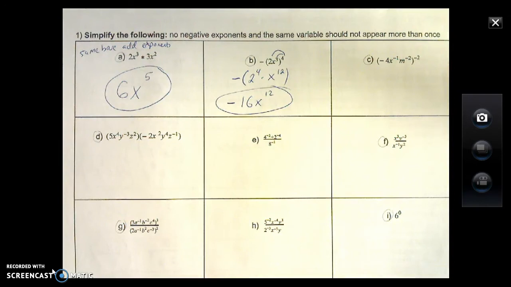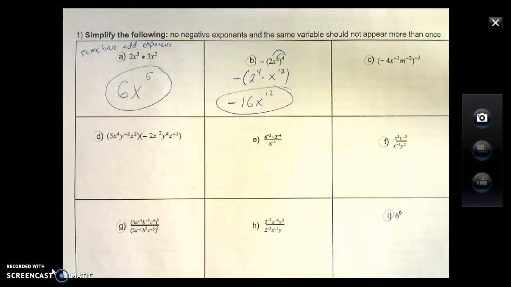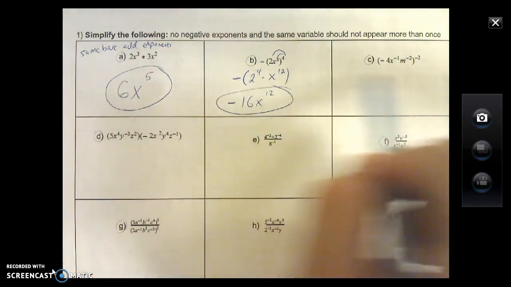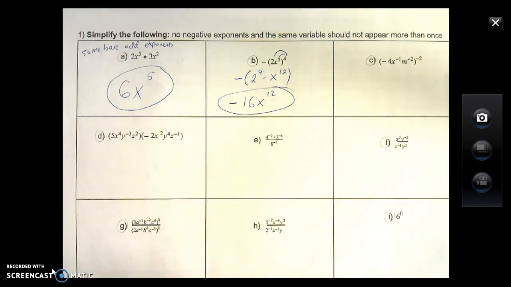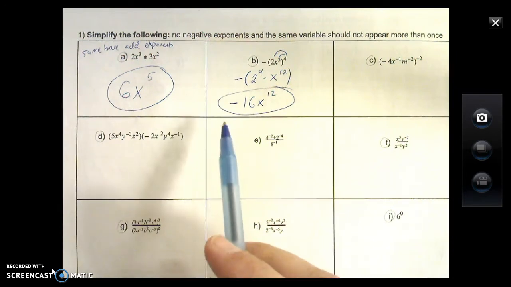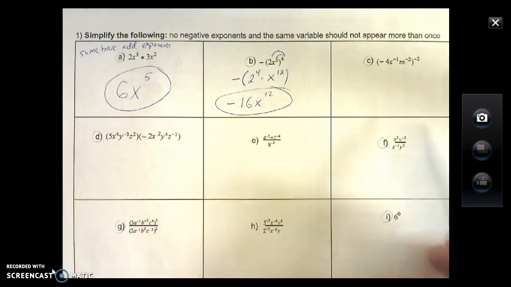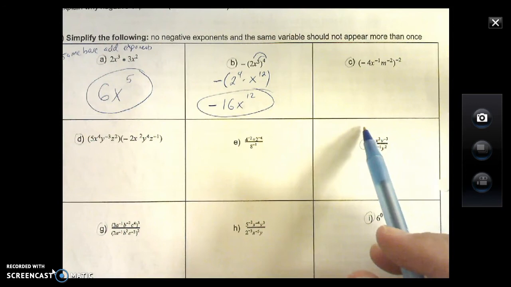Just a quick little note about the calculator too. I can't do anything with the variables on a calculator. So just keep that in mind. You can't just throw it in the calculator, hit enter, and get a number, or get an answer. So you have to be careful about that. Okay. Part C.